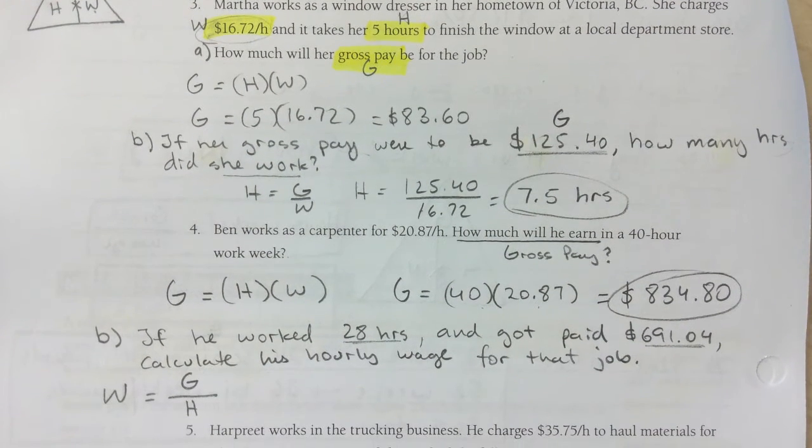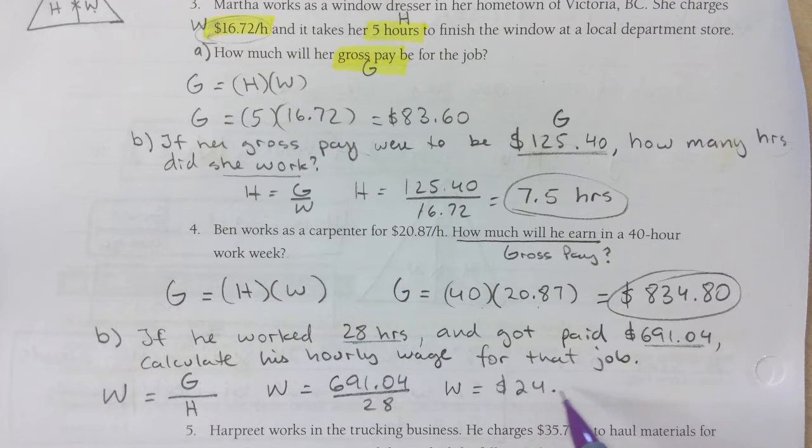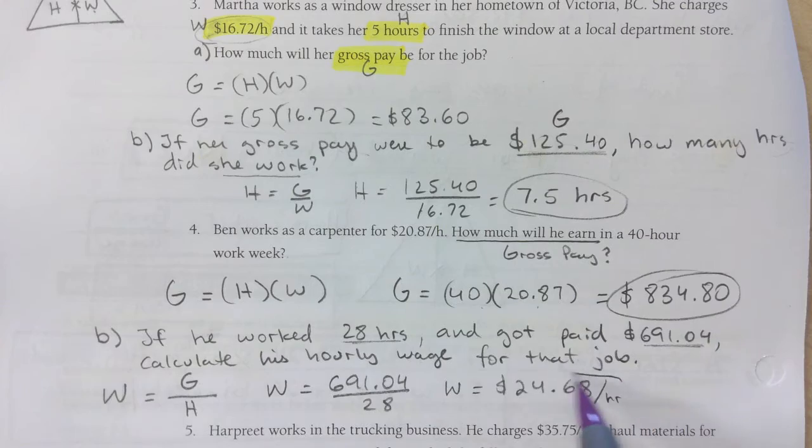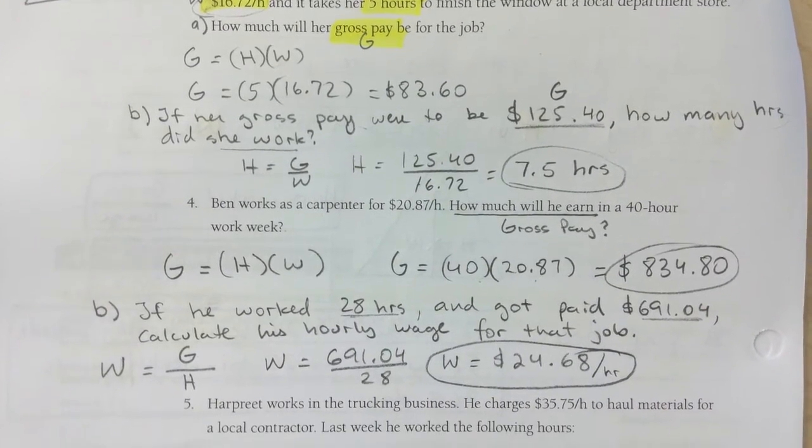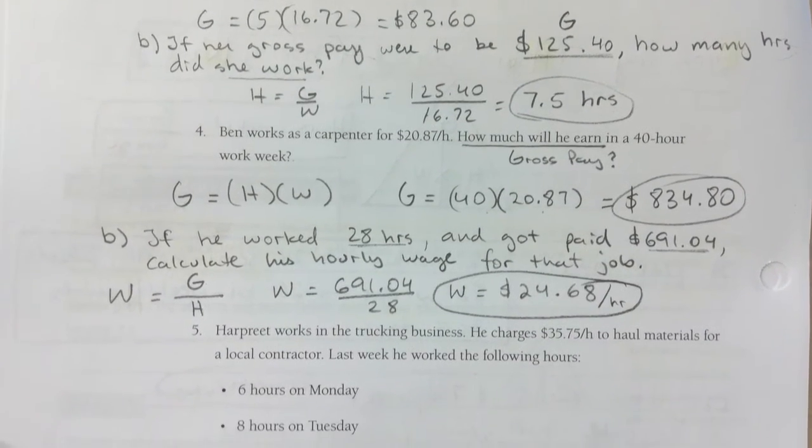There we go. Sorry, Jordan. Thanks for letting me know. So the wage is gross pay divided by hours, right? And so we'll take the 691.04 divided by 28. So W is 24.68 per hour, right? The hourly wage is per hour. So he made pretty good money on that job, right? Broke it down.